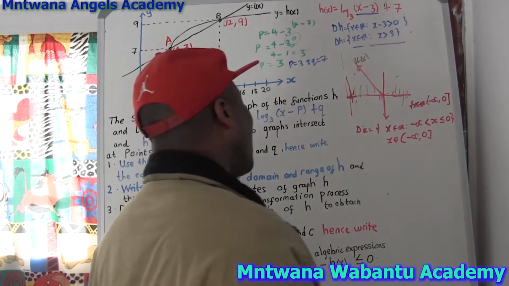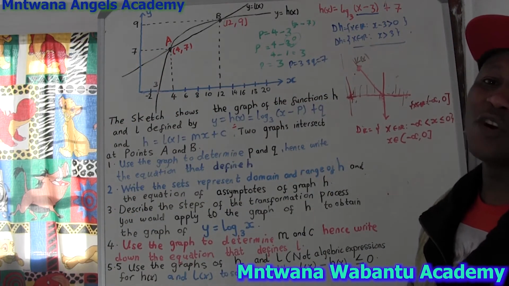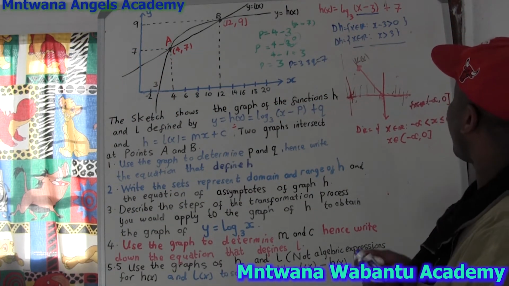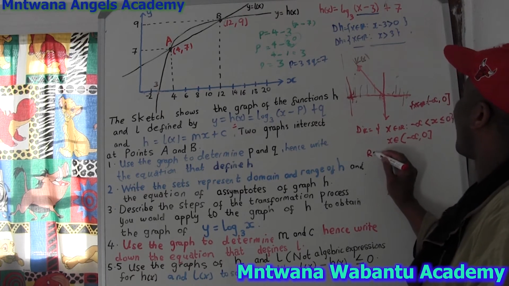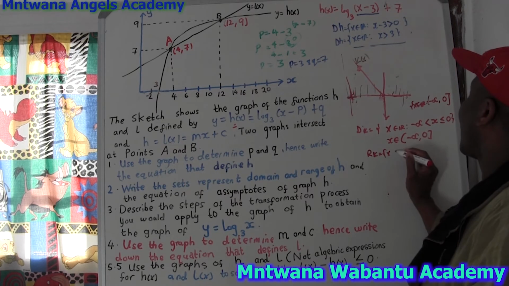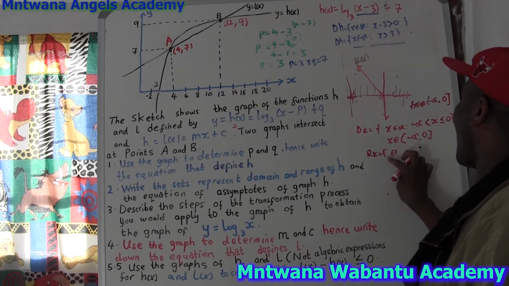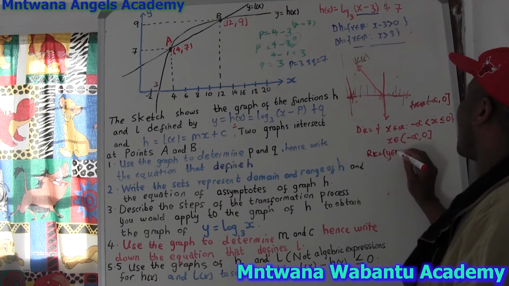Now let's do the range quickly. Range also, I'm going to do the same thing, but I've been working on the y, because range is the value of y. So I've been working from here now down. Okay, so range of k equals x is an element of, no, it's not x, it's y, my apology. Y is an element of the real numbers.